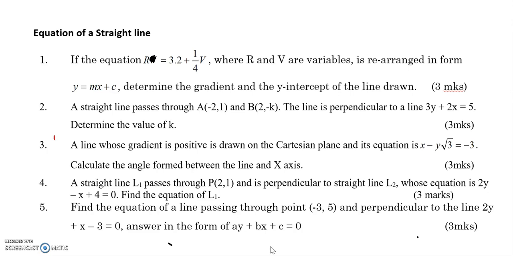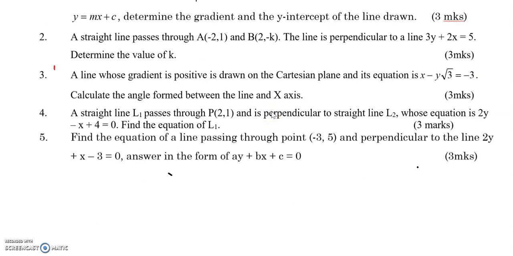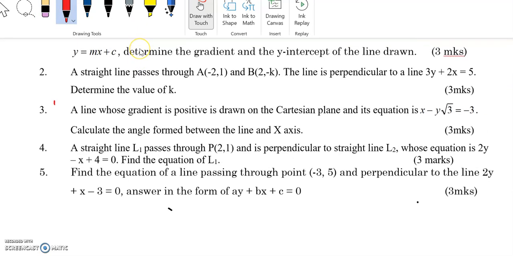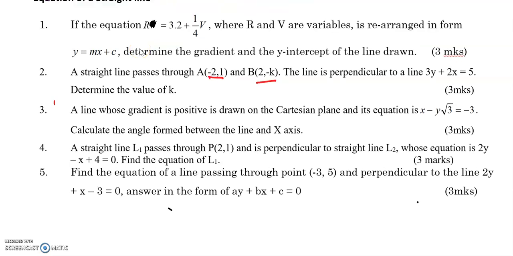Now, in question 2, I'm going to do this question in a very simple way. We have a line that is line A and line B here. We are being told the two lines are perpendicular. So A and B, these coordinates form one line, and then we have another line 2 here.